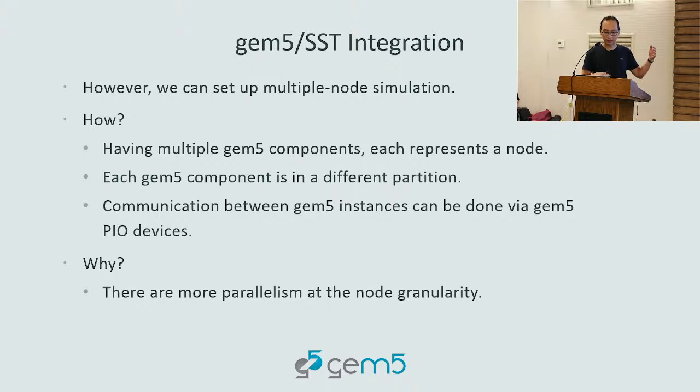You can set up a gem5 component to have a whole system, and then have a PIO device at some specific address, send the request to that address, and communicate with another node via that specific physical address.